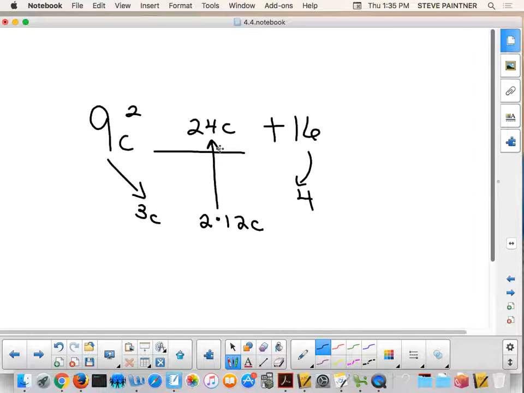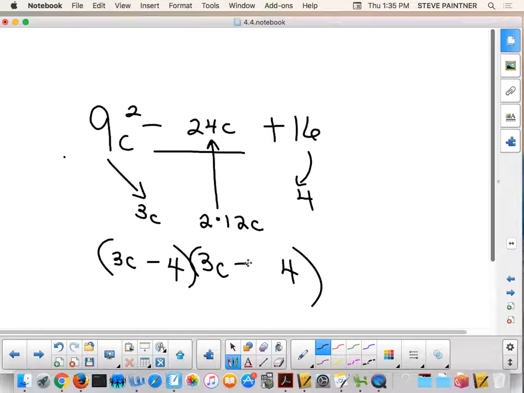She got it. I can put a minus here, I can put a plus here. I'll put a minus. It's the same binomial twice in a row. To get a 9c squared, it's 3c times 3c. To get a 16, it's 4 times 4. Is it plus plus or minus minus? It's got to add up to negative 24c, so it's minus minus.